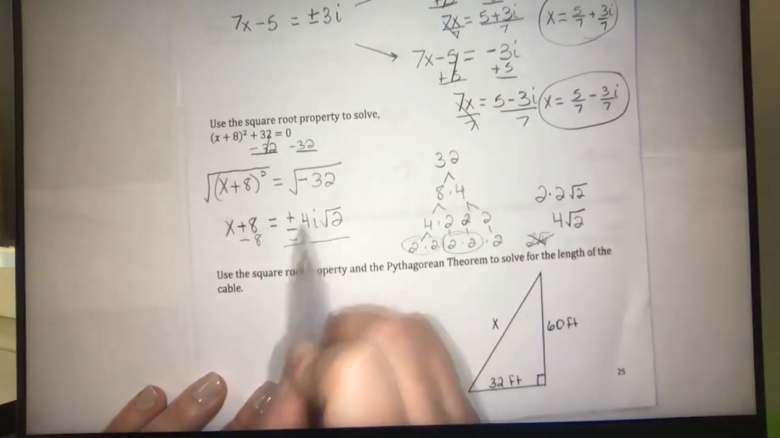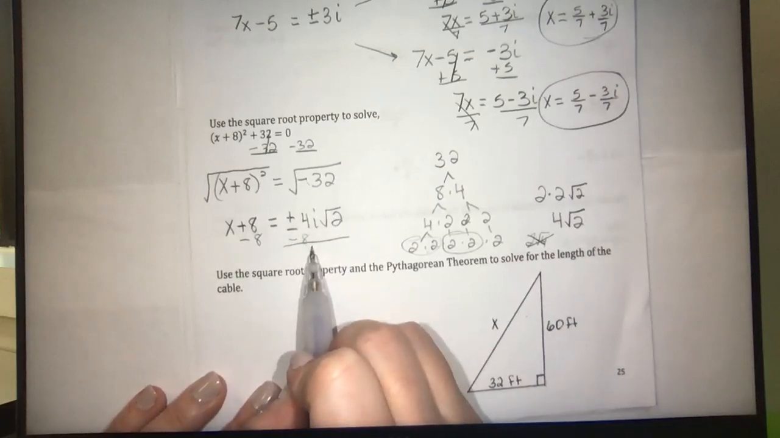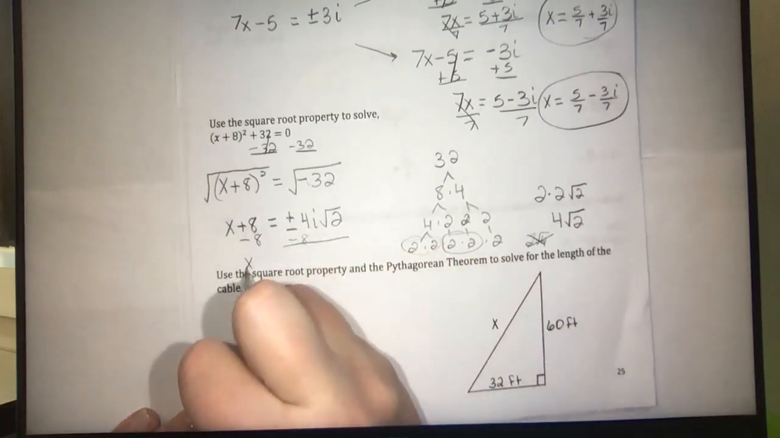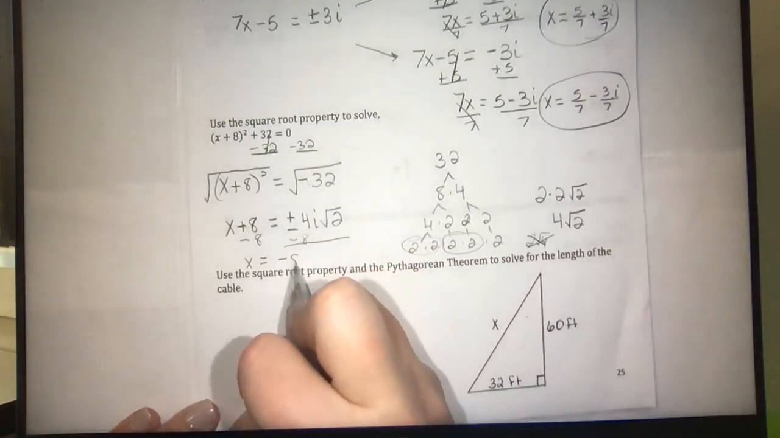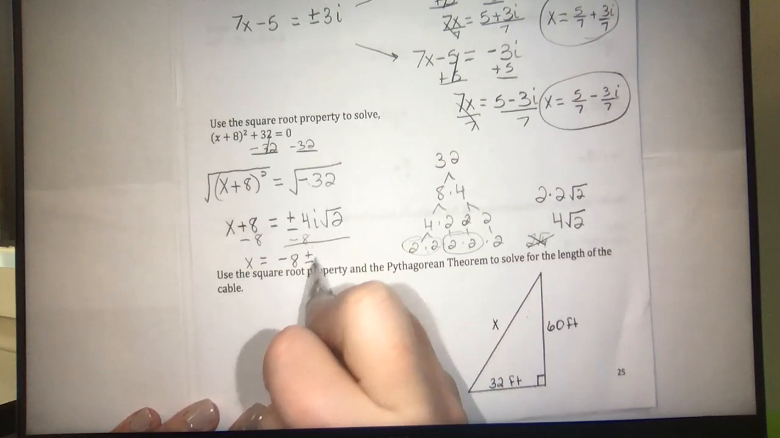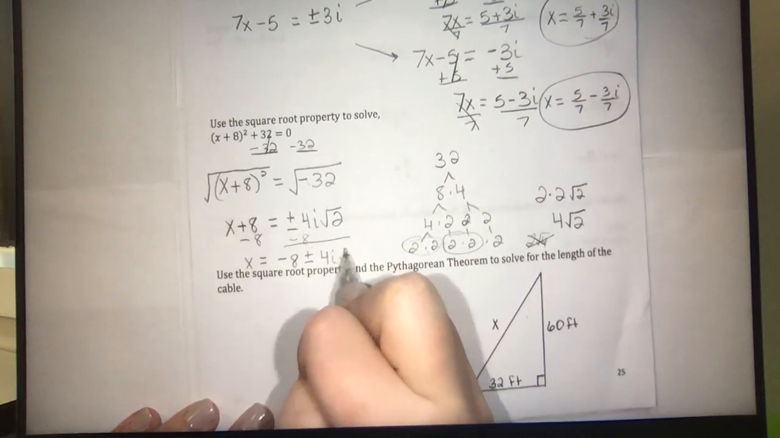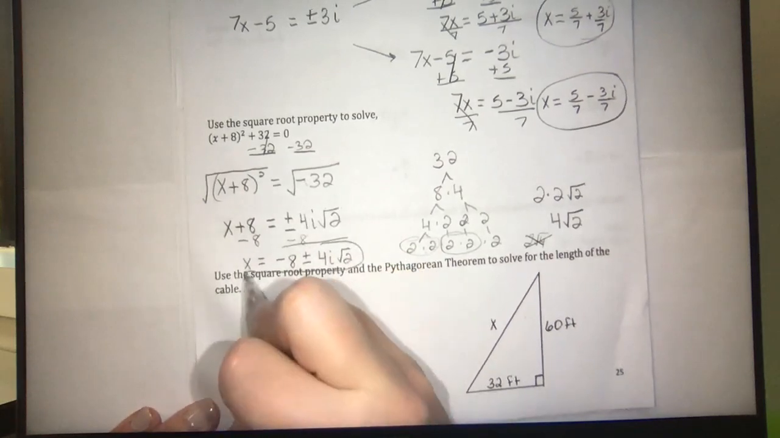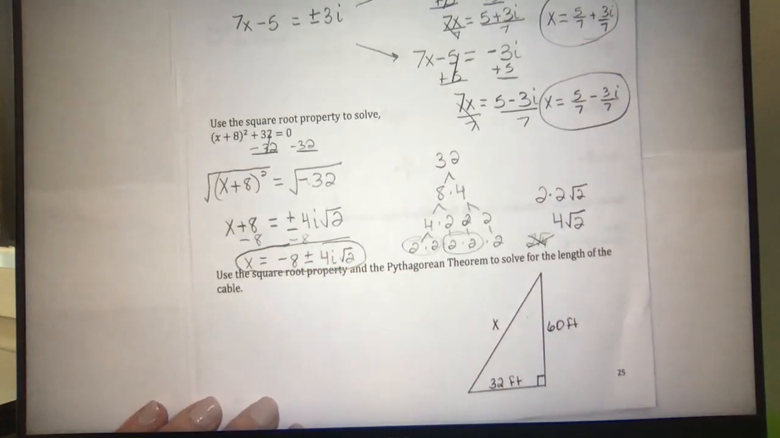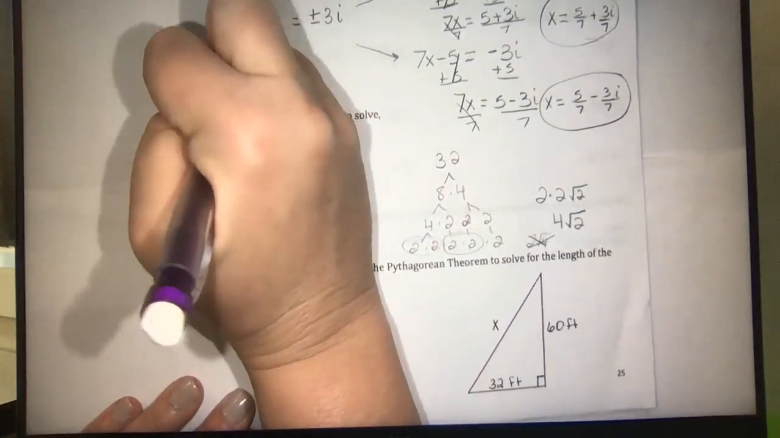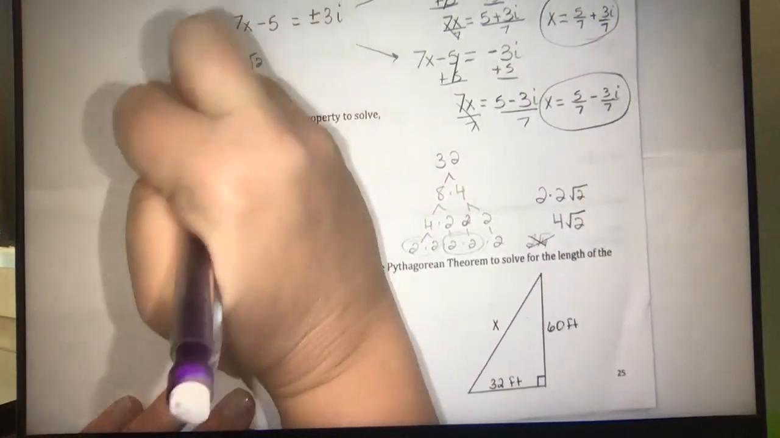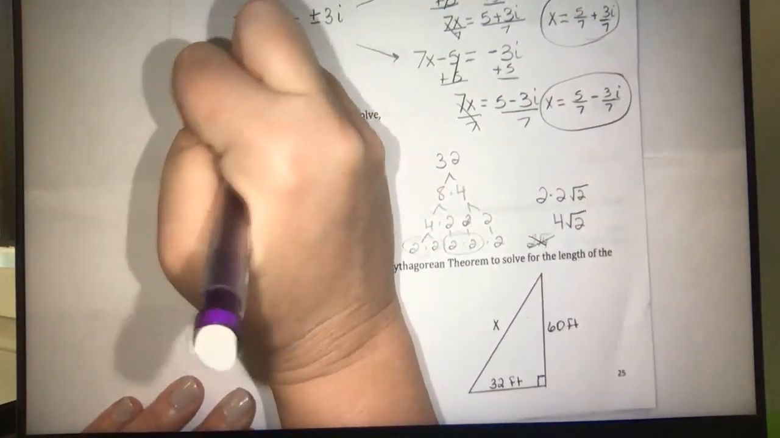Okay, now you know you can't combine these two terms because they're different terms. And I know it looks weird, but remember the I goes in the back. So you're going to have a negative 8 plus or minus 4I root of 2. That's your answer. Now, if you wanted to split that up, you could have negative 8 plus 4I root of 2 and negative 8 minus 4I root of 2.